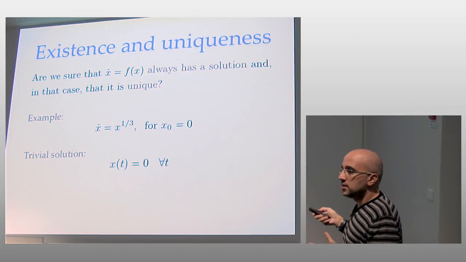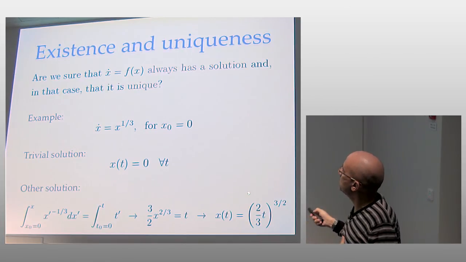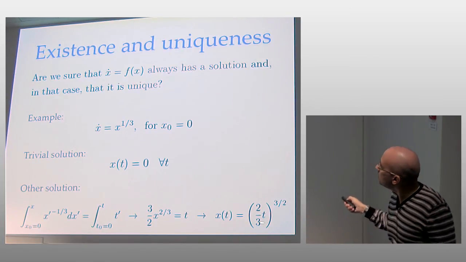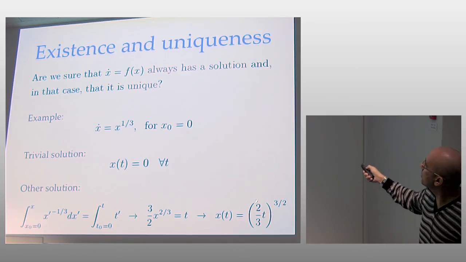But in this specific case, there is another solution, which is this. You can just integrate the equation. It's very simple, and you get this. This is also a solution of this equation starting from 0, because when t is equal to 0, it's also 0.